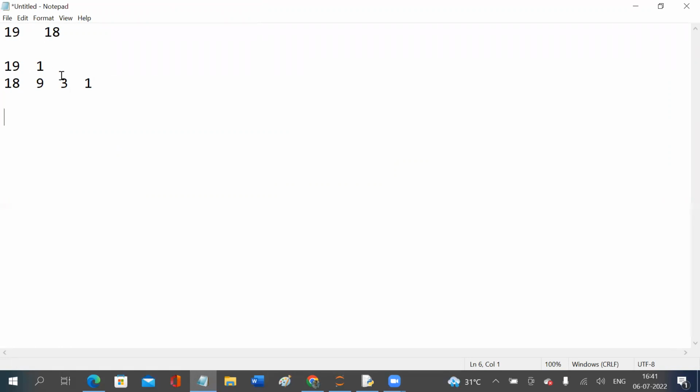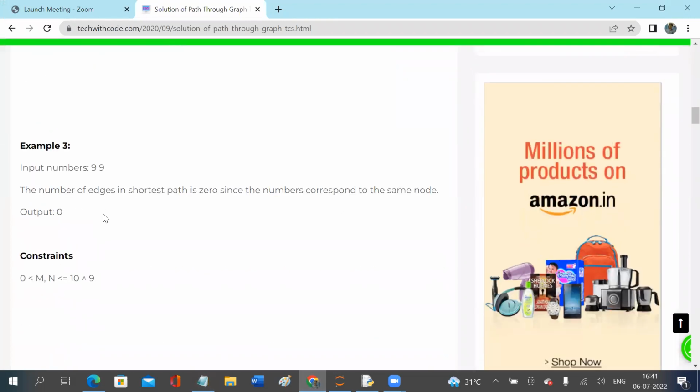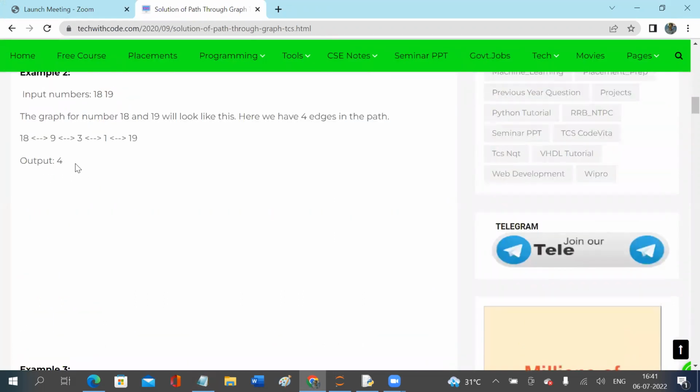If a factor is common to both the numbers, consider it only once. Now you get 19 and 1 here, and 18, 9, and 3 here. So what are the total numbers? 5. What is the answer? The answer is 4. Next, when both are the same, what is the answer? 0. Okay, so I think you got the point.